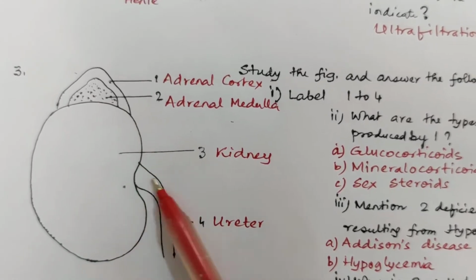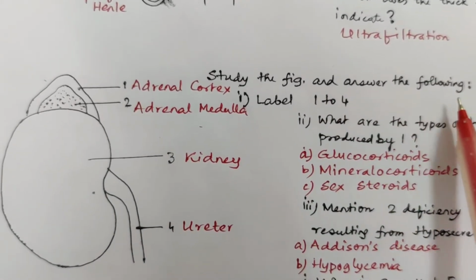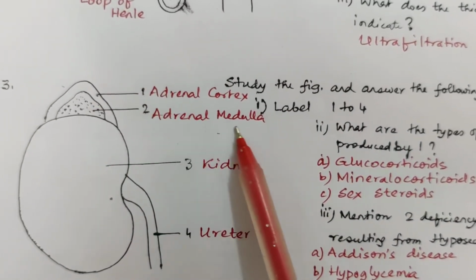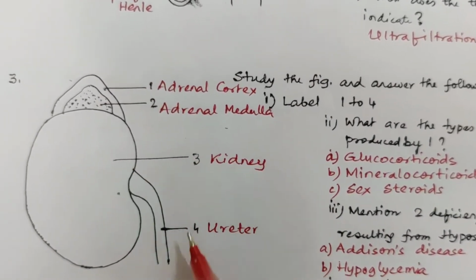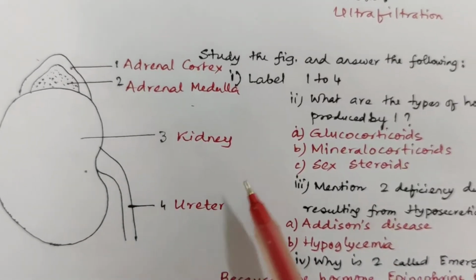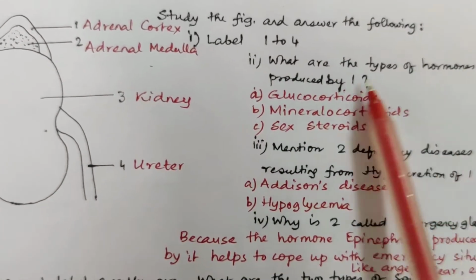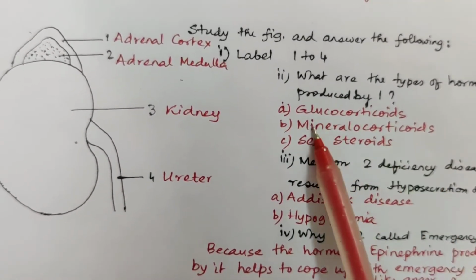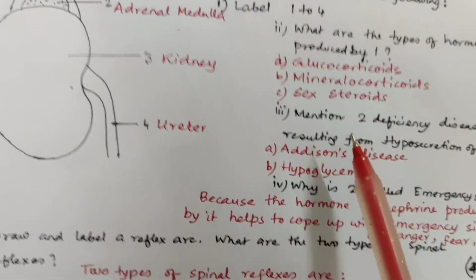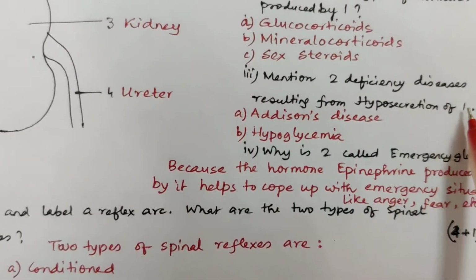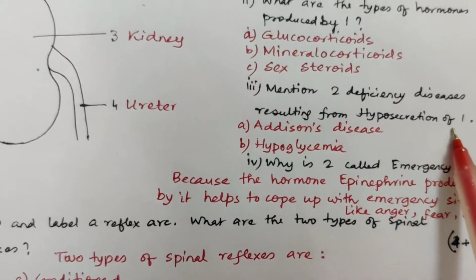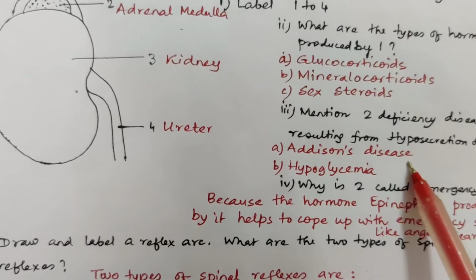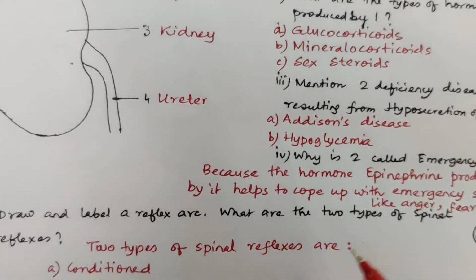This is a figure of kidney. You have to study the figure. Label 1 to 4. 1 is adrenal cortex, 2 is adrenal medulla, 3 is kidney, and 4 is a tube-like structure called ureter. What are the types of hormones produced by 1? 1 means adrenal cortex. They produce glucocorticoids, mineralocorticoids, and sex steroids. Name 2 deficiency diseases resulting from hyposecretion of 1, means adrenal cortex. It results into Addison's disease and hypoglycemia.